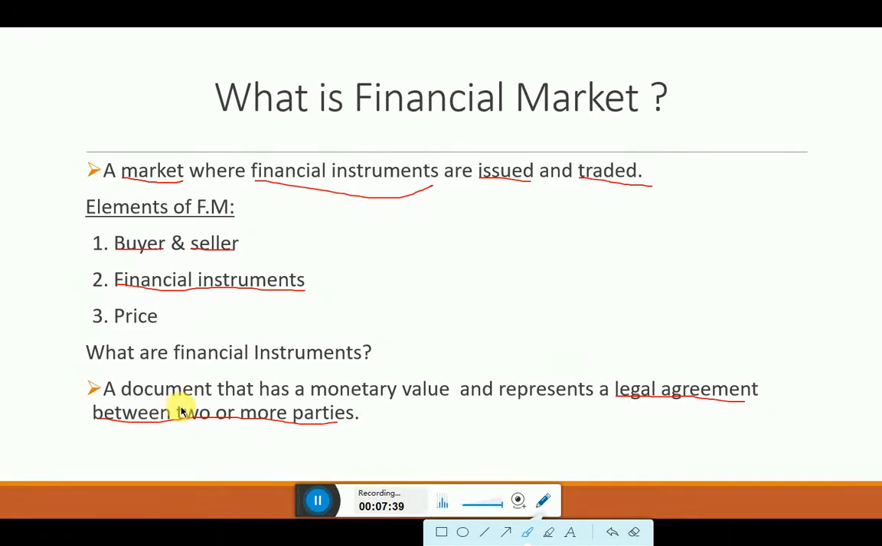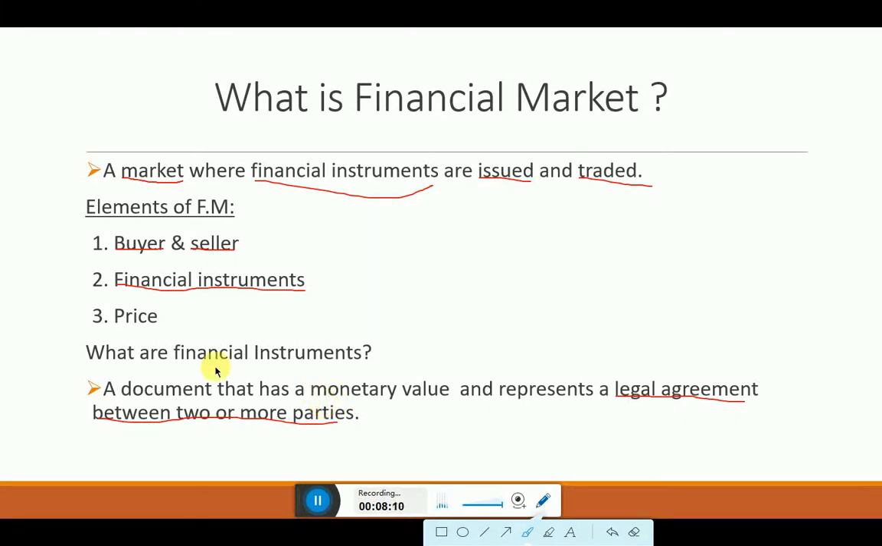So basically, most of the time for a financial instrument, there are two parties and they have a legal agreement to buy or sell for a specific time period at a specific value, but there could be three parties as well. For some financial instruments, there are three parties, right? So we will later discuss which financial instruments have two parties and which have three parties, right?